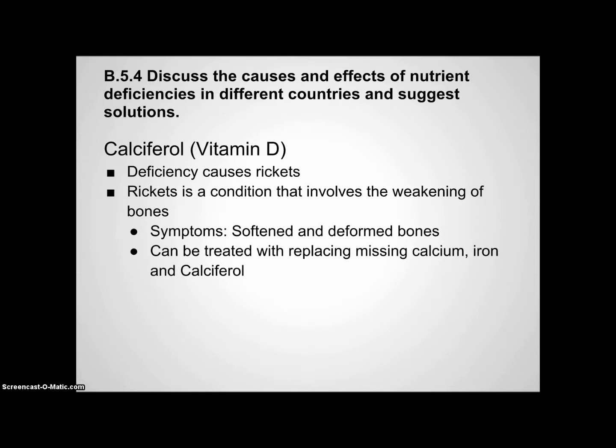Calciferol, vitamin D. Its role in the body is to assist with absorbing calcium, which is telltale by its name, calciferol. And the deficiency causes rickets, which is weakening of the bones, which is expected because your body isn't able to absorb as much calcium, and thus your bones are softened and deformed. And one way to treat it is to replace the calcium or increase the vitamin D intake.